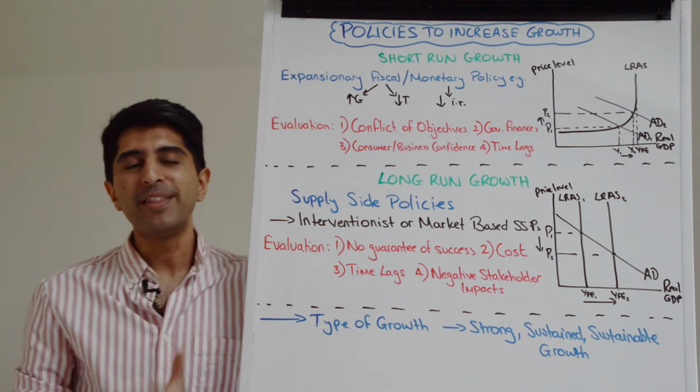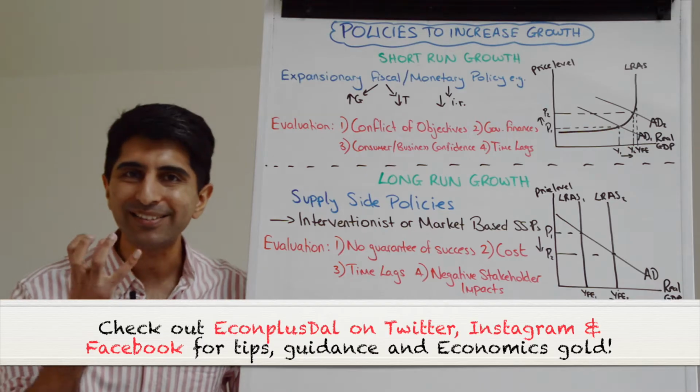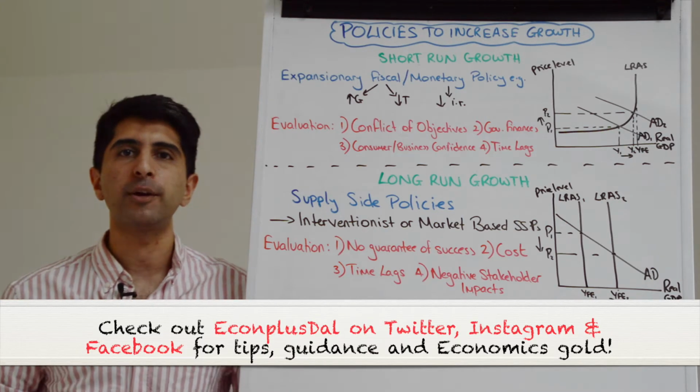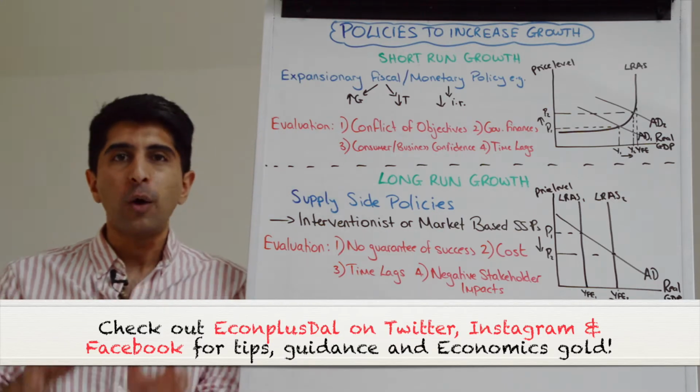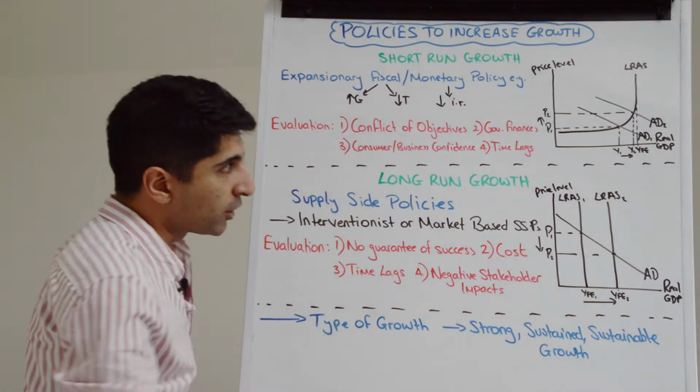Hi everyone, remember the macroeconomic objective for growth is for strong, sustained and sustainable growth. And therefore, if the economy is in need of a boost to economic growth, what policies should be used? Well, that very much depends on the type of growth the economy needs. Remember, there are two types of growth.